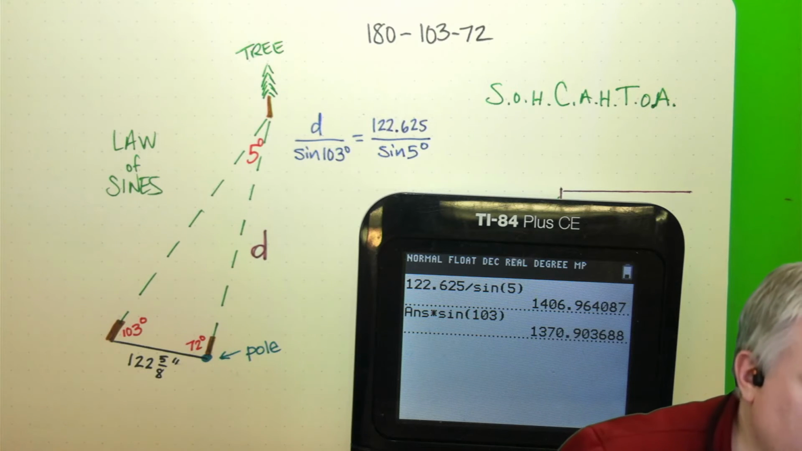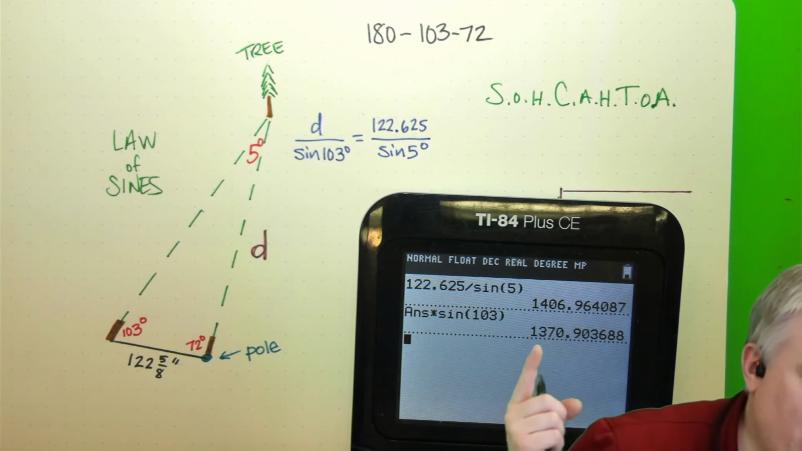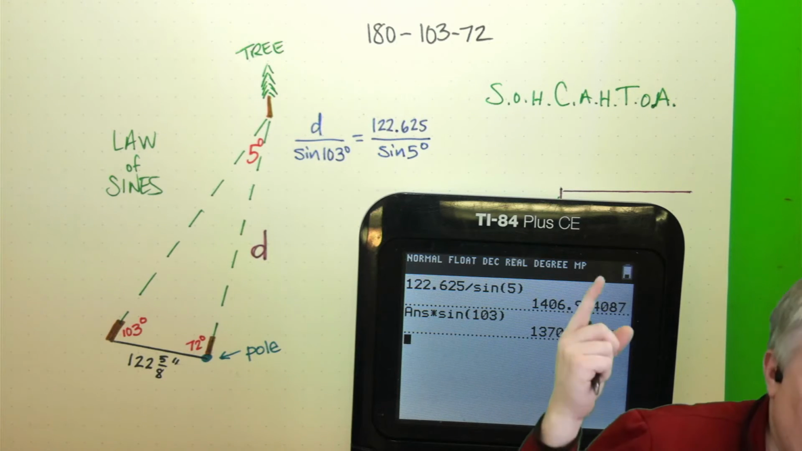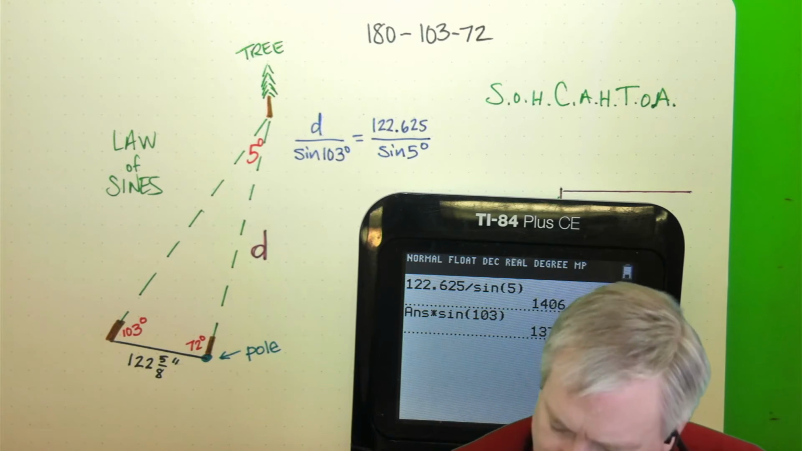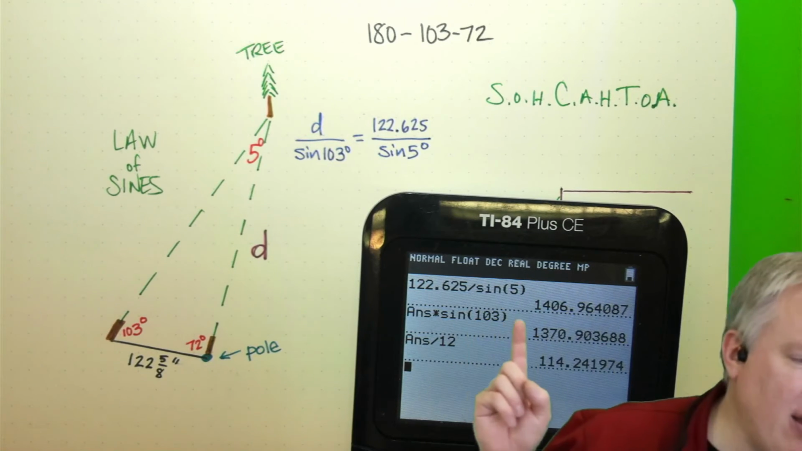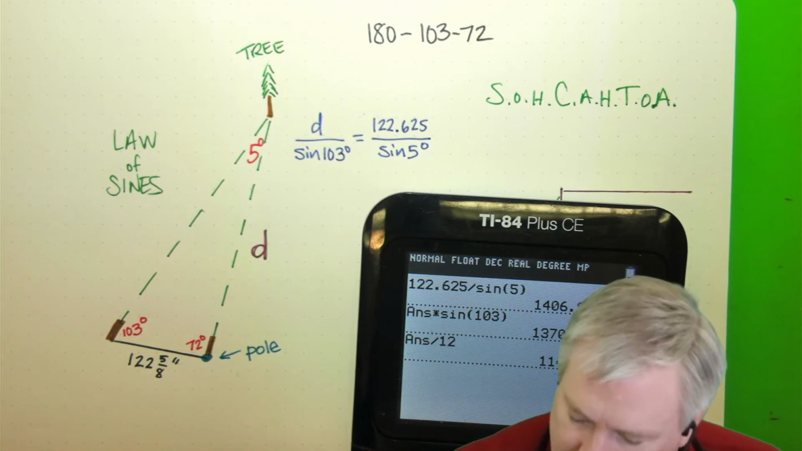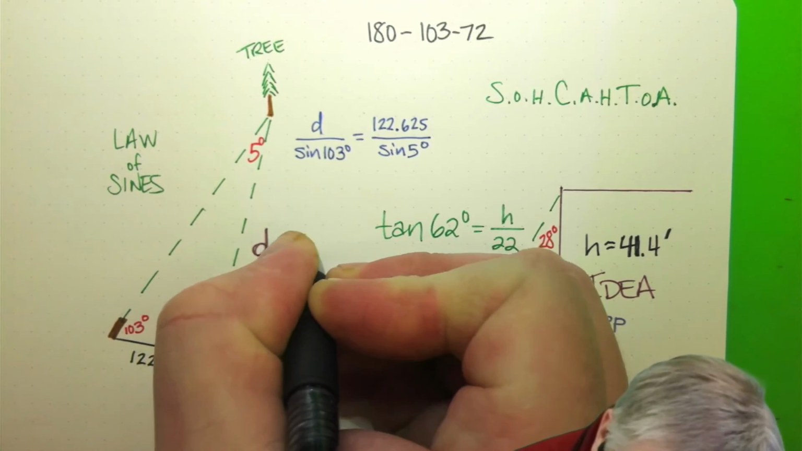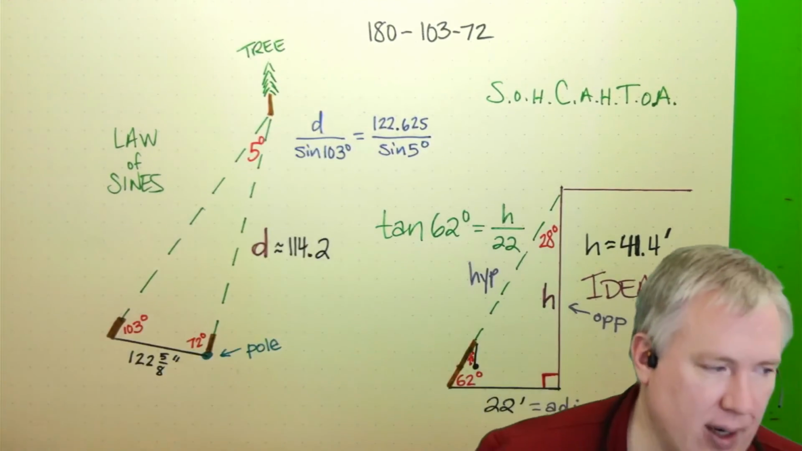So I could write, oh well, D is approximately 1370.9 inches. But it might make more sense to write my answer in feet. So I'm going to divide by 12 here, and now I've got 114.2 feet. So this is approximately 114.2 feet between the pole and the tree.